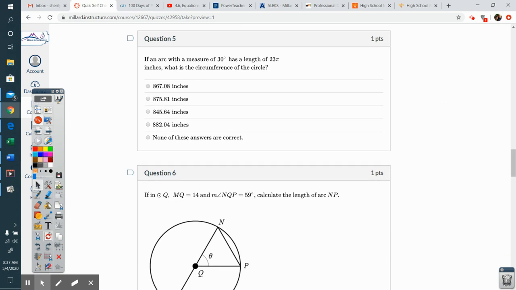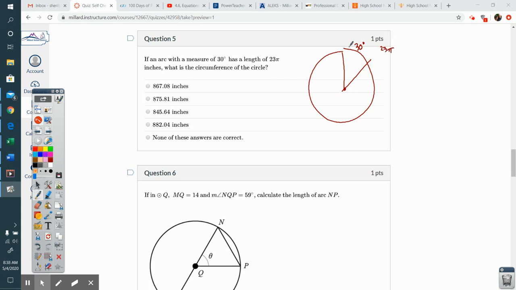Question 5. If an arc with a measure of 30 degrees has a length of 23 pi, what's the circumference of the circle? Okay, so you're going to set up a proportion like we've done in the past. Let me get, oh, I do have the pen. So you've got an arc, something like this, that's 30 degrees. Okay, so that's what that's asking. So it has a length of 23, oops, I didn't put the pi in there. Let me rewrite that.